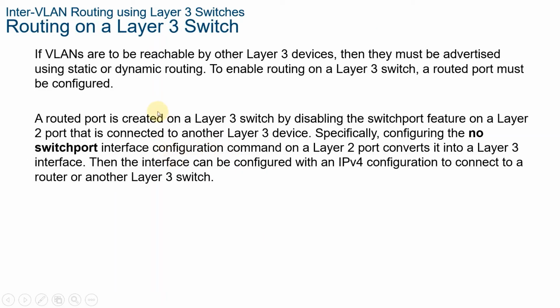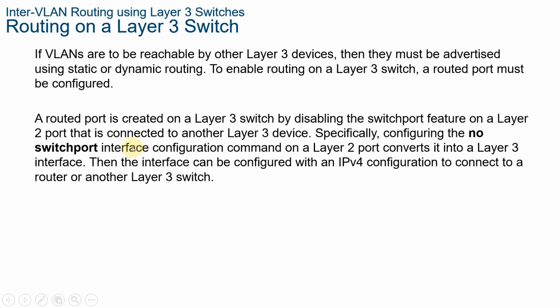Routing on a layer 3 switch. If VLANs are to be reachable by other layer 3 devices, then they must be advertised using static or dynamic routing. So to enable routing on a layer 3 switch, a routed port must be configured. A routed port is created on a layer 3 switch by disabling the switch port feature on a layer 2 port that is connected to another layer 3 device.